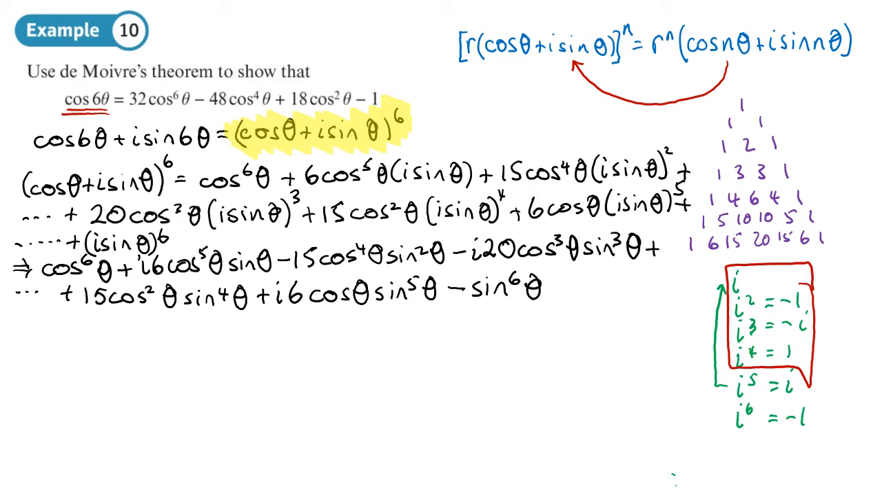Now, if we look at the original question, we want to find out what cos 6 theta is, which is here. That is the real part of that expression. The sine 6 theta is the imaginary part of that expression. So what I'm really interested in is the real part when this is expanded. I'm going to color code it, so everything that's real, I'm going to highlight in green.